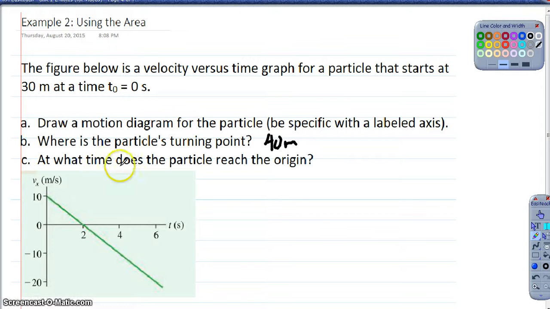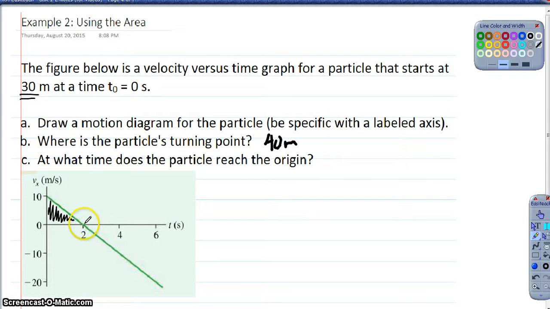Part C asks, at what time does the particle reach the origin? So we are curious, when does the particle get back to not just its original starting position of 30, but when does it make it all the way back to the original position of 0 meters as opposed to just 30? So if we use this graph, right, you could actually figure out, so again, this area was positive 10.